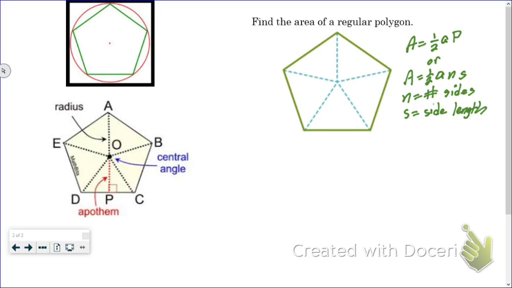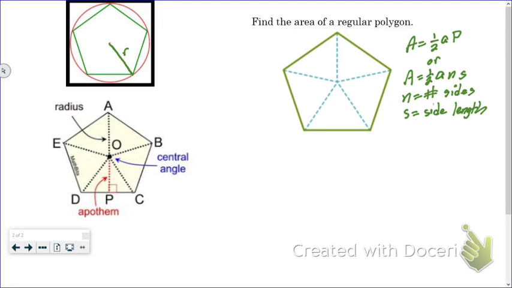The radius of a polygon, just like the radius of a circle, will go from the center of the polygon to the vertex, because you can see that's where a circle that goes around the polygon would be located. That's where the radius would be.